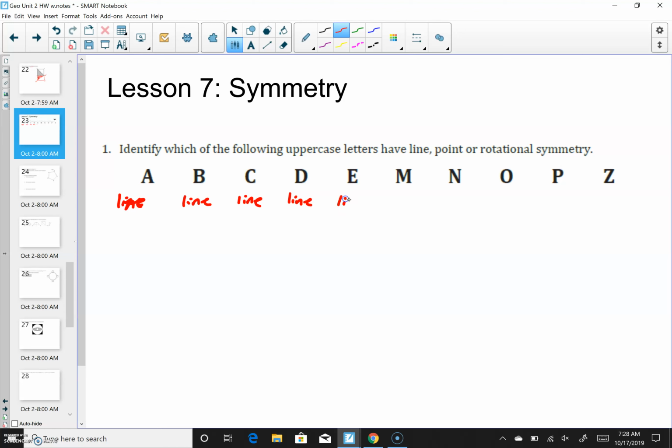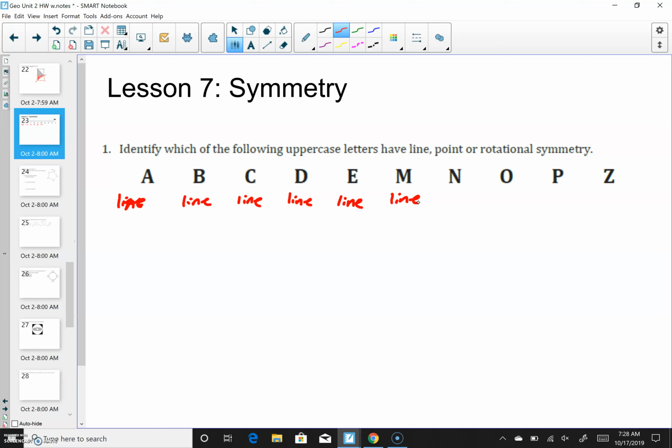E, well, there's that horizontal line symmetry again. It does not look the same right side up, upside down, and there's no number of degrees. M has a vertical line of symmetry. There's no number of degrees, and it does not look the same upside down. So far, the first 6 have just been line symmetry.